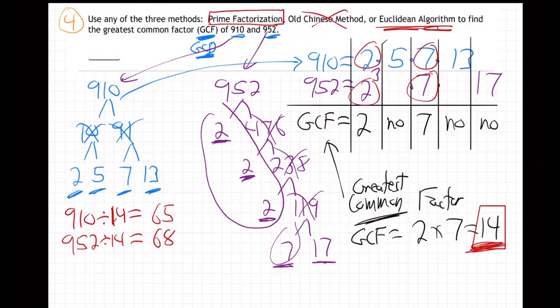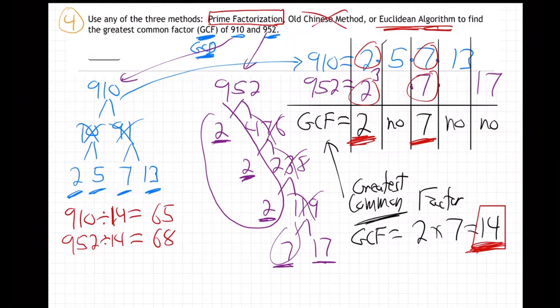So do you see, 14 is really inside of the 910 and inside of the 952. In fact, it's the most they share in common. They both share a 2 in common. They both share a 7 in common. That's the greatest amount they share in common. So therefore 14, 2 times 7, is the greatest factor that'll go into both of them. That's the biggest number that will divide evenly into both of them. It's the most they share in common, the greatest common factor, 14.